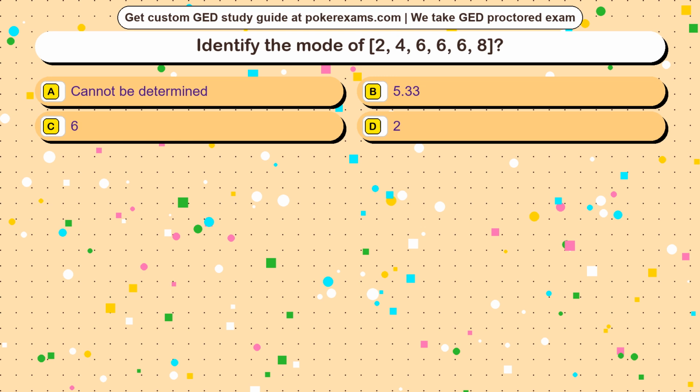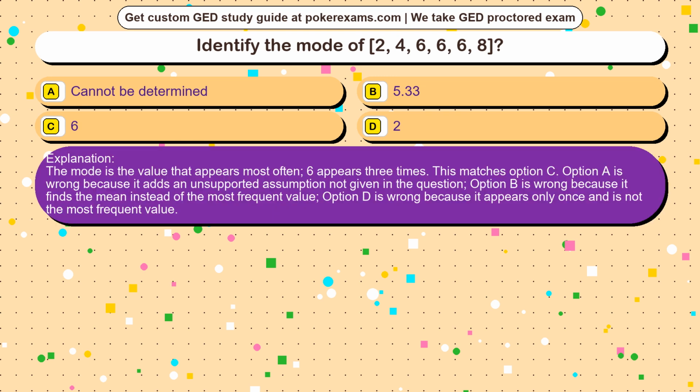The correct answer is option C. The mode is the value that appears most often. 6 appears 3 times. This matches option C. Option A is wrong because it adds an unsupported assumption not given in the question. Option B is wrong because it finds the mean instead of the most frequent value. Option D is wrong because it appears only once and is not the most frequent value.